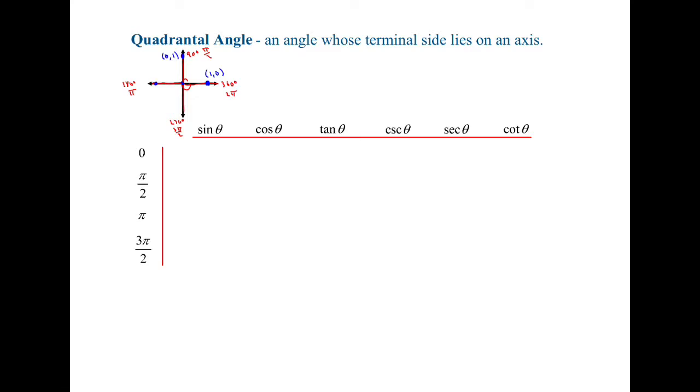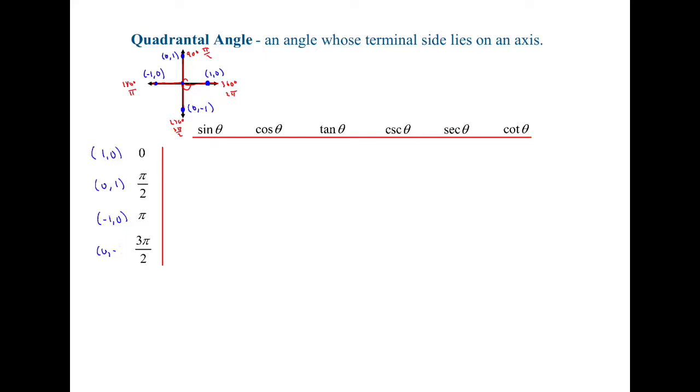When you go to the left 1 unit, that's negative 1, but you're not going up or down. And then you're going down 1, but not left or right, so that would be 0, negative 1. And those are the ordered pairs that you want for each of those quadrantals. So at 0 or 2 pi, this ordered pair is 1, 0. At pi over 2, it's 0, 1. At pi, it's negative 1, 0. And at 3 pi over 2, it's 0, negative 1.